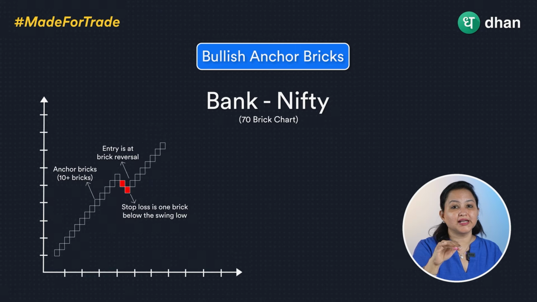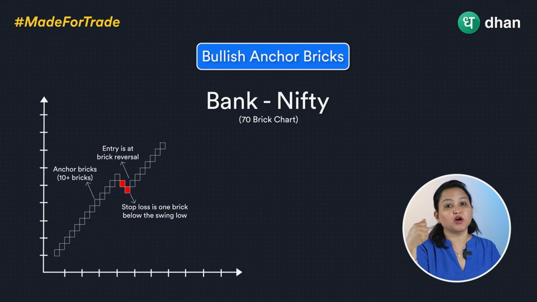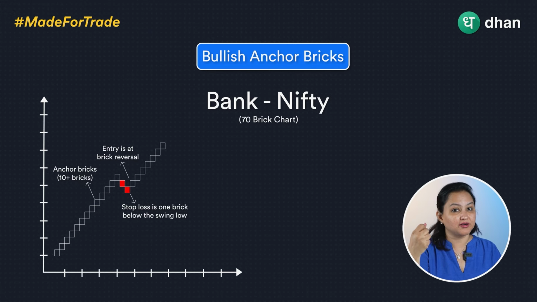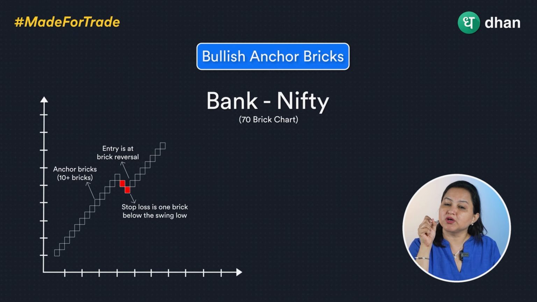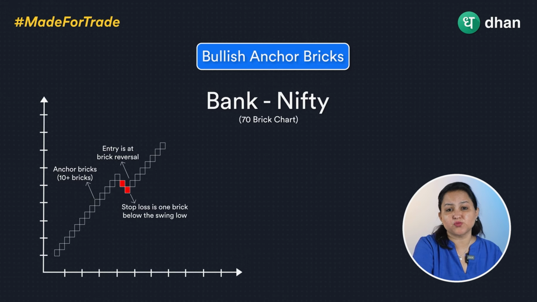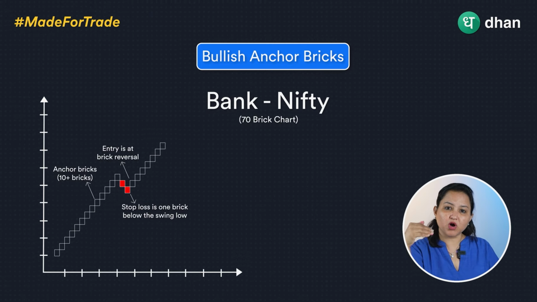Already we know the underlying momentum is bullish. We are trying to make use of the objectivity of Renko charts, and we are trying to take a trade at a small reversal that we can see, so that the stop loss is also affordable out here. Example of Bank Nifty is what you see on screen. 10 bullish bricks in one string, a small pullback.